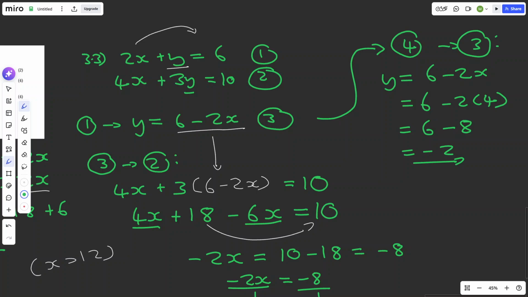You can confirm these two solutions by substituting them and checking. For example, if you substitute into these two equations, x is 4 and y is minus 2. Here you put x is 4 and here you put y is minus 2. We expect to get these solutions, 6 and 10. If not, then we must have made a mistake. But I'll leave that to you guys to confirm.